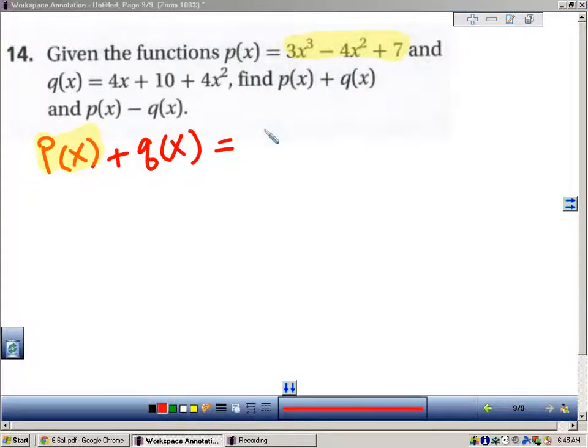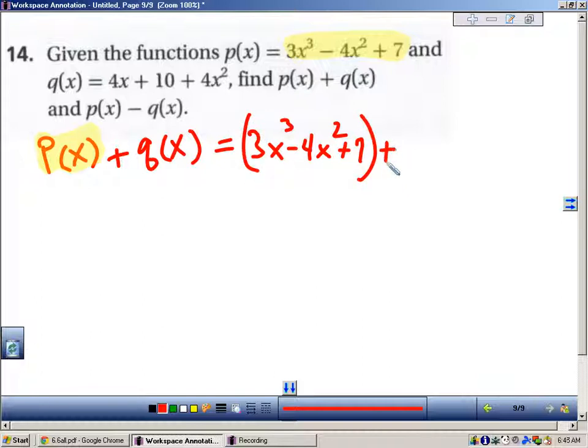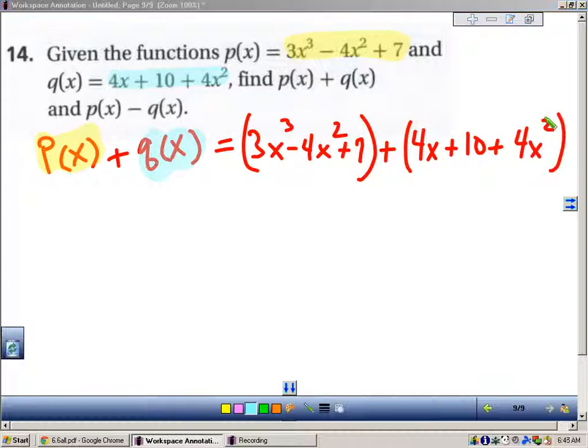So I'll write that down. We're going to add that to q of x, which is this expression. Okay? Now, since there are no negative signs in terms of subtracting these amounts, this positive sign just means that, hey, we're going to group these together, and we're going to add them. So we don't have to change the sign of anything.